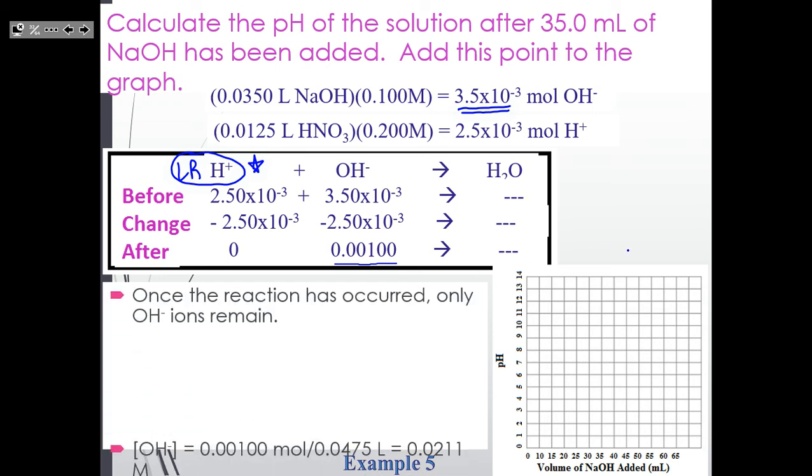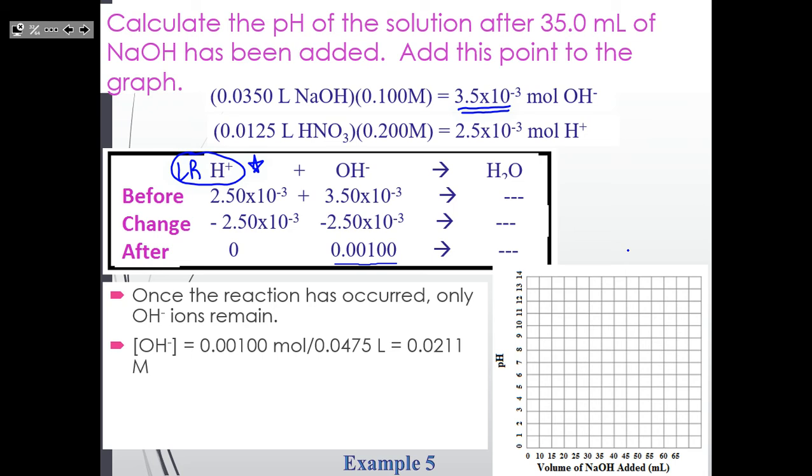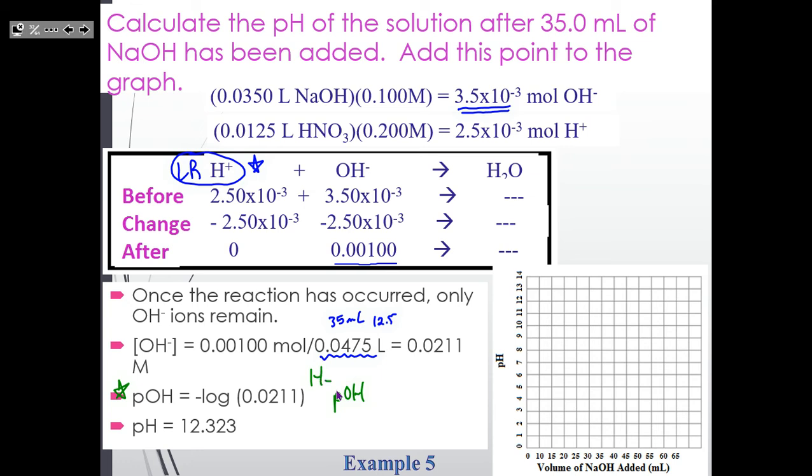What we can do is now take the concentration and look at our total volume here. Now it is 0.0475. It's 35 milliliters plus the original 12.5. And then we're going to have to be careful, and I'm going to have you star this in your notes. We can't take the negative log of the H+ because this is hydroxide. So this is pOH instead of pH. Take the negative log, that gives us the pOH. And then we're going to do 14 minus the pOH in order to get us a pH, which makes sense.